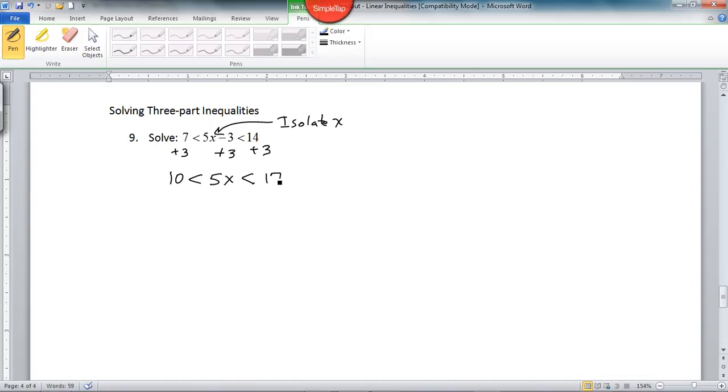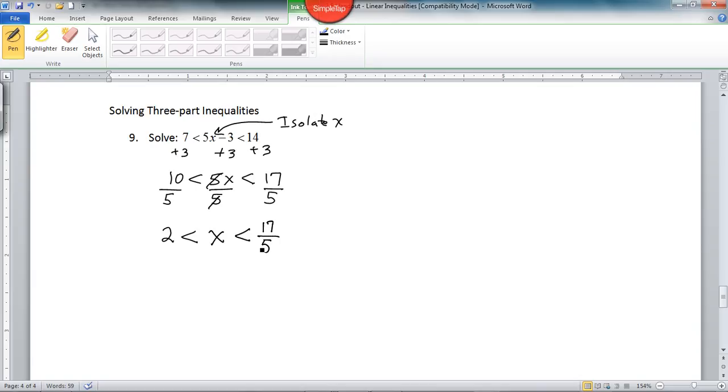All right, well, trying to get x by itself in the middle, so divide by 5. Well, like I said, you got to divide by 5 on all 3 parts. Divide by 5 in the middle, and on the left, and on the right. Okay, so that gives me 10 divided by 5, 2. In the middle I have 5's canceling, so it'll just be x, and that's 17/5.